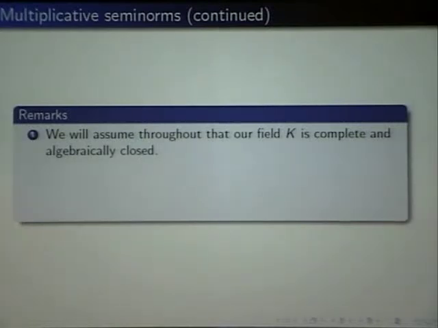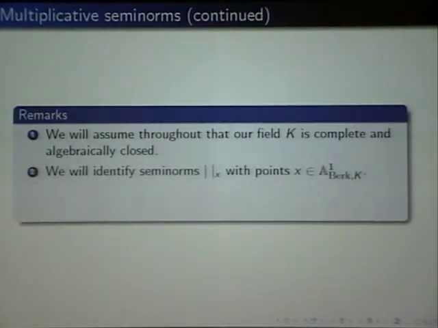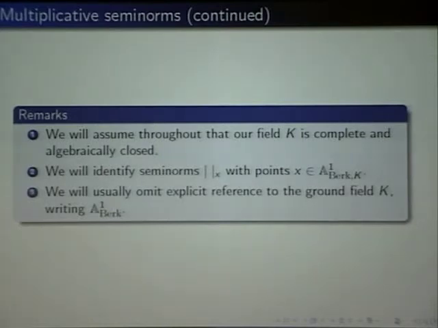First of all, throughout, I'm reminding you again that I'm assuming the field is algebraically closed. But for that definition, it's not necessary. You could make that definition without assuming K is algebraically closed. And for these psychological reasons, I will identify a seminorm with a point of the space and usually write x rather than absolute value sub x. And if we wanted to think of it as a maximal ideal in the ring, then I could write m sub x. But these don't in general come from maximal ideals in the polynomial ring, so I won't use that notation very often. And I'll typically omit reference to the ground field, which will just be fixed throughout. So I'll just write A1 Berk and suppress the dependence on the field K.